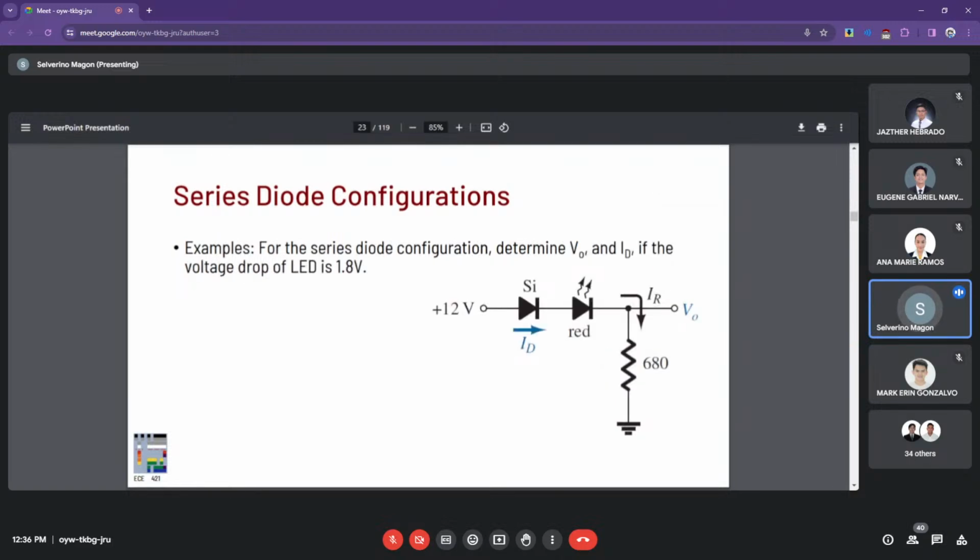How about this configuration right here? You have a silicon at 0.7.